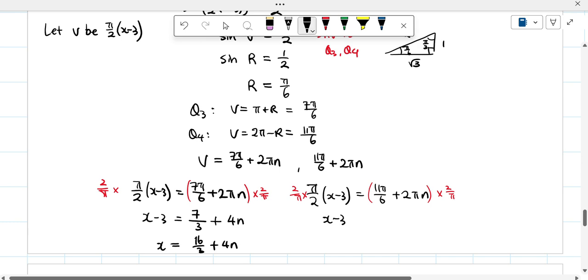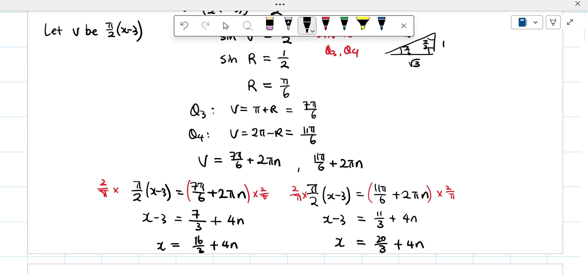So it's going to be x minus 3 on the left-hand side. On the right-hand side, let's do a similar thing. It'll be 11 over 3 plus 4n as well. So therefore, my final answer would be adding by 3, 20 over 3 plus 4n. So I have two answers, x equals 16 over 3 plus 4n, and x equals 20 over 3 plus 4n.